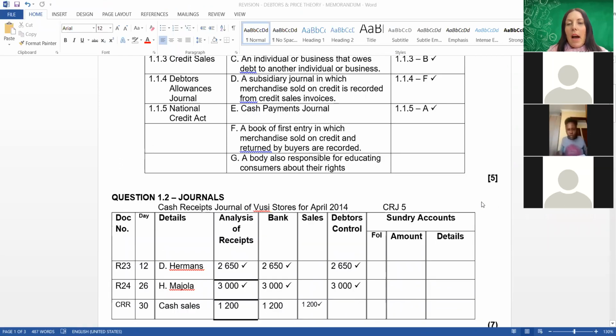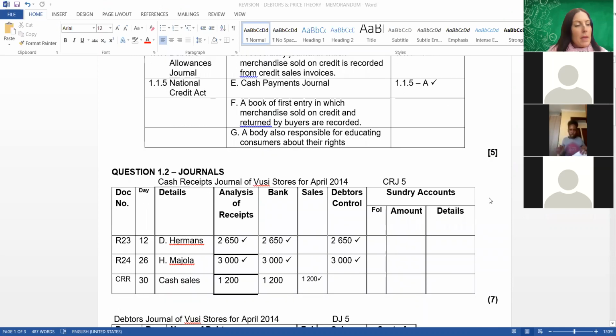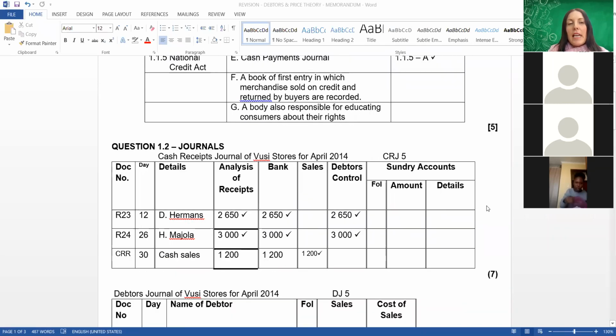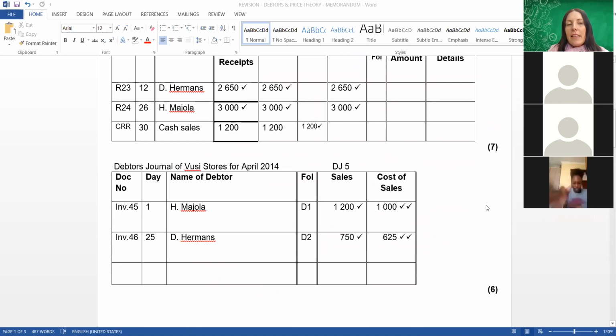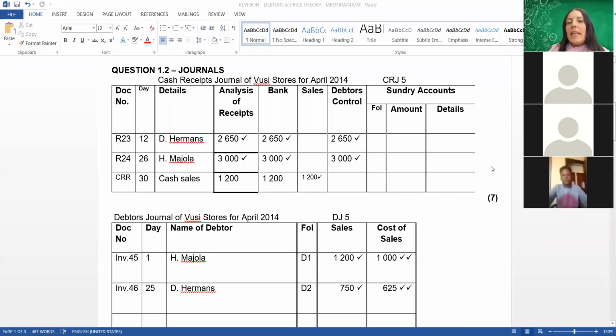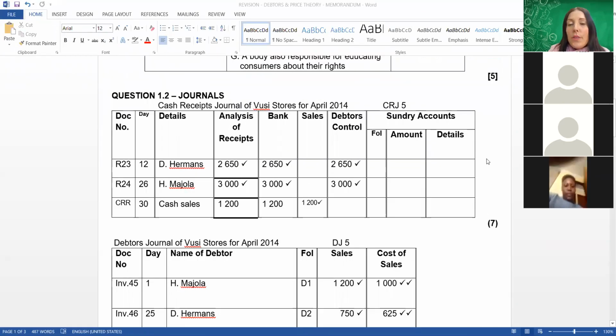Now, I'm going to, maybe must we take it transaction by transaction, or shall we do, let's do the journal and I'll refer to the transaction. I think that might be a bit easier. Right, so you were given transactions and you had to complete the CRJ, the debtors journal, and the debtors allowances journal. And then it told us that we didn't have to close off the journal, so that's why you see that none of my journals have column totals. If you've done it, there's nothing wrong, but they didn't award any marks for that.